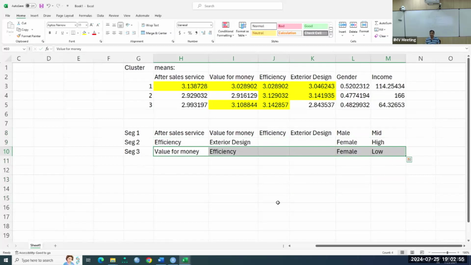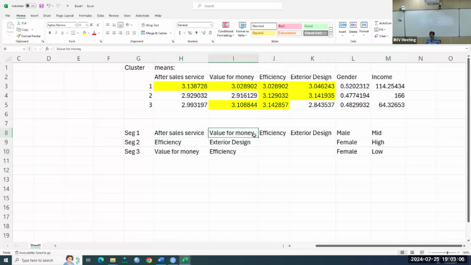Now, this we also call customer persona. So what is the customer persona for segment 1? Segment 1 is looking for after sales service, value for money, efficiency, and exterior design; they are predominantly male and having mid income. Customer persona 2 is looking for efficiency and exterior design; they are female and having high income. Now the third segment is looking for value for money and efficiency; they are female and low income.